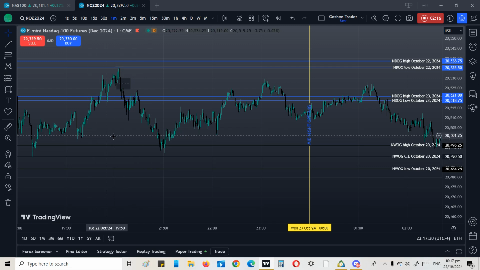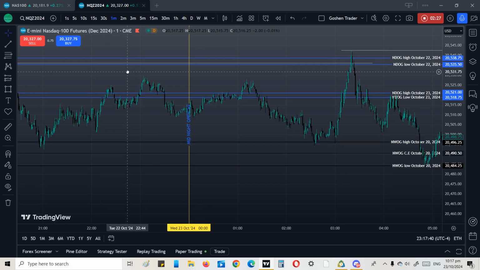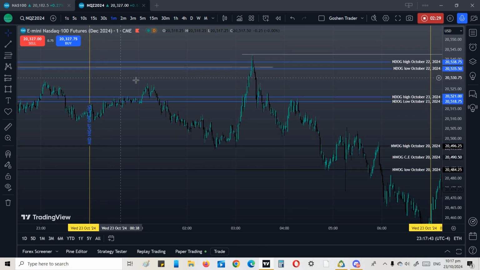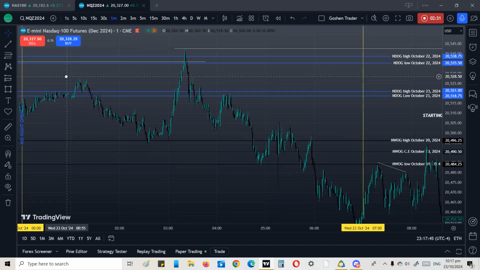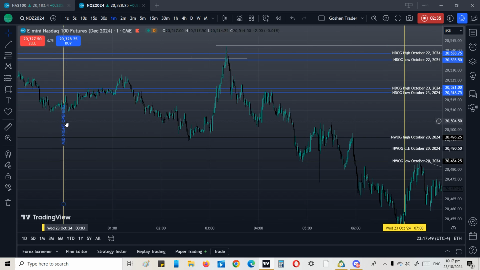But as you can see, the market also comes to the new week opening gap, but we'll go into details about those in another video. So, fast forward now to Wednesday morning, London session. As you can see, it started off at midnight. That midnight is really the true day for the market.